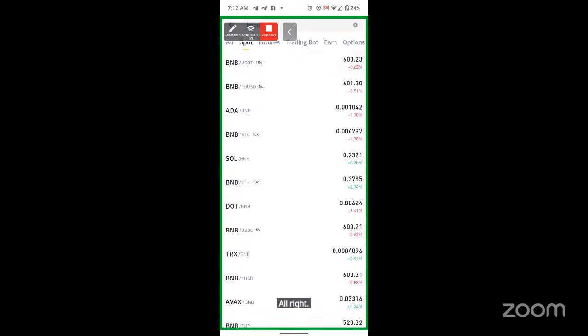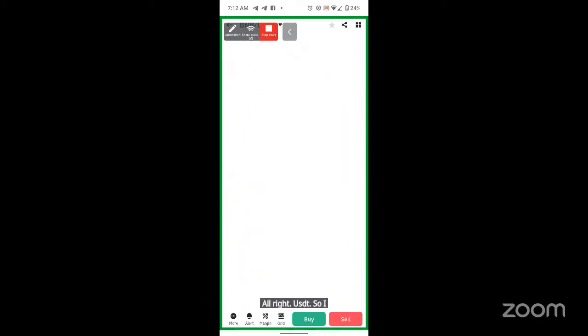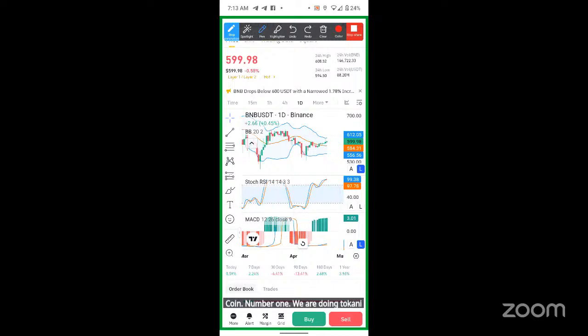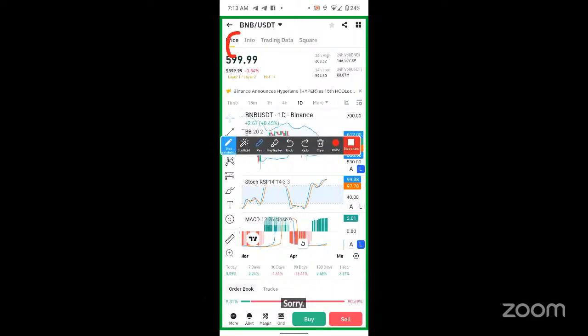BNB USDT. So I tap on it: BNB Smart Chain, or the Binance coin, or the BNB coin. Number one, we are doing token economics. It is going to give you the price of BNB and its information.